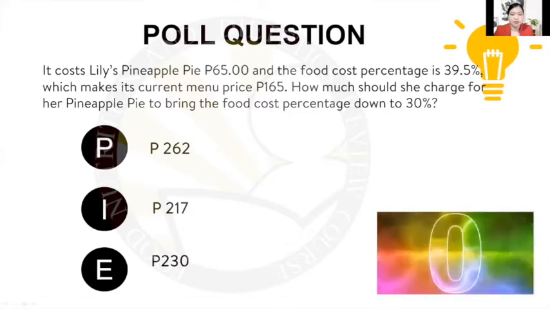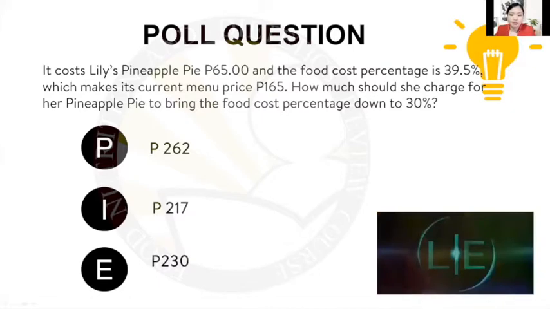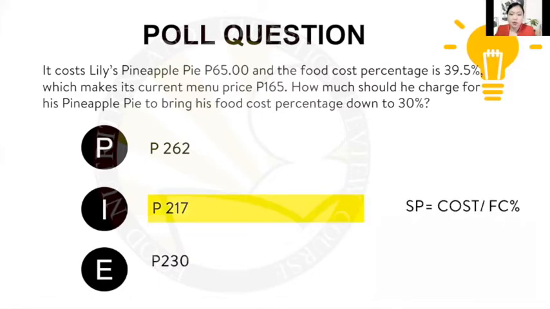Okay, time's up. And the answer is 217. Selling price equals cost divided by the food cost percentage of 30%.